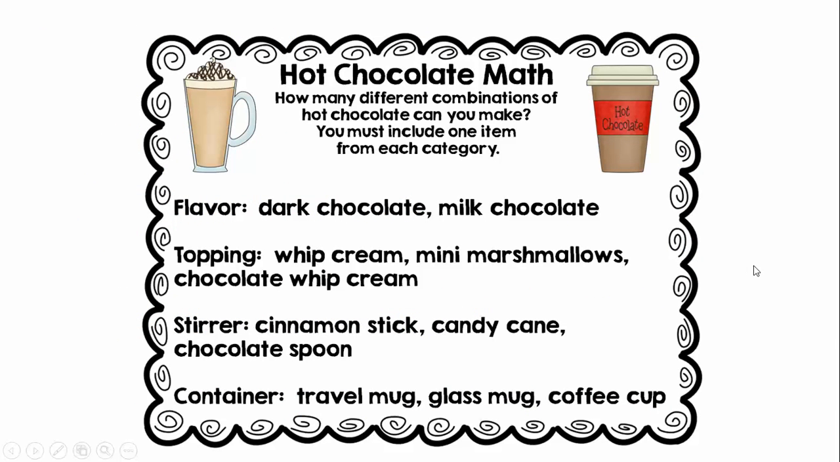Here's another problem, hot chocolate math. How many different combinations of hot chocolate could you make? You must include one item from each category. So there's a flavor, a topping, a stir, and a container.